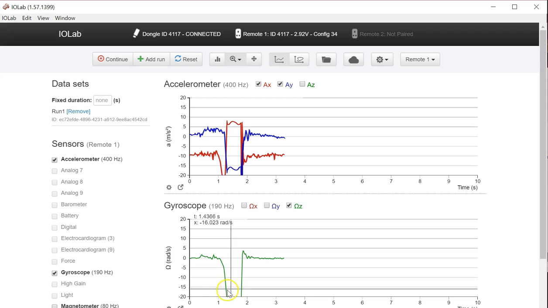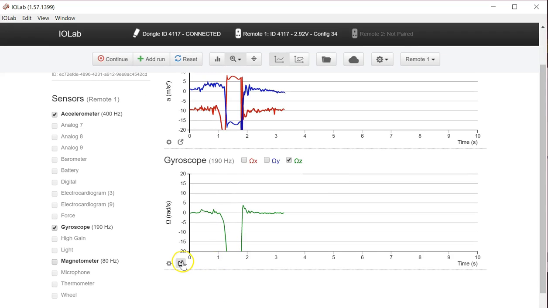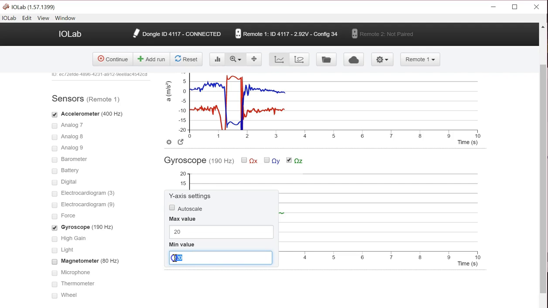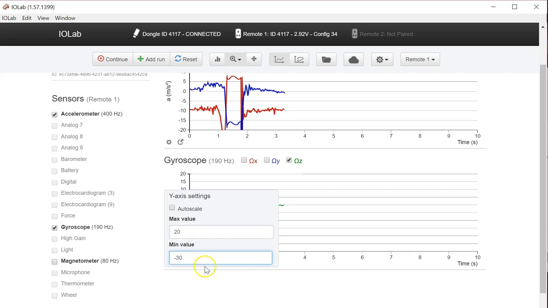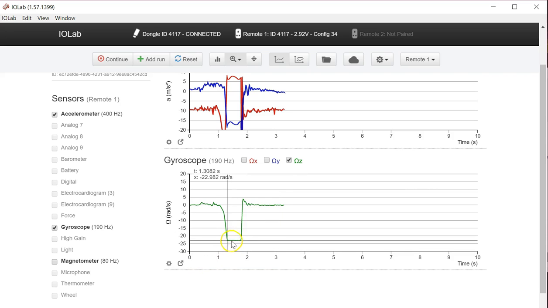Notice that my data is cut off here, so I'm going to need to refit this edge. I'm going to make this, let's say, minus 30. Your data might be a little different, but I want to see if this fits. And I've gotten the end of my data, and that's the point that I'm interested in.